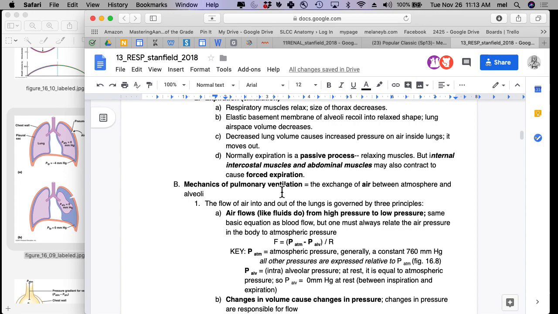Now, normally expiration is a passive process, but when you're talking, when you're blowing out a birthday candle, when you're exercising, then what you are going to need is more exhalation than just a passive process provides.